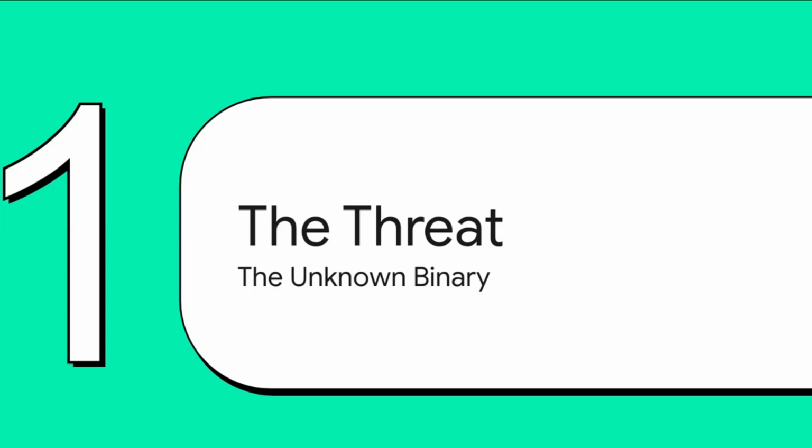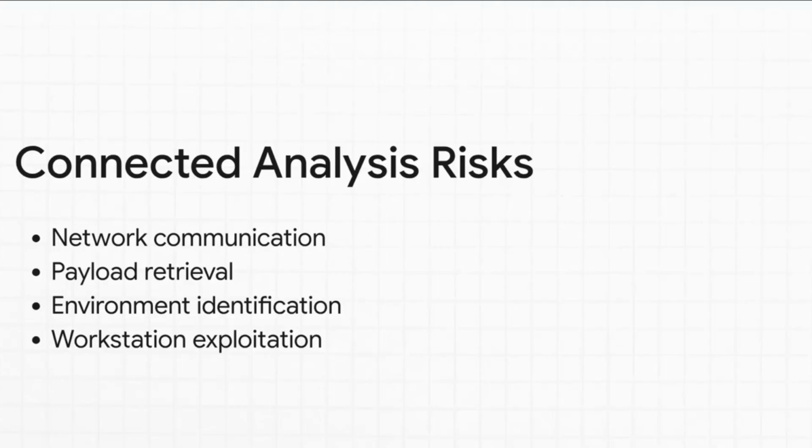Section 1. The threat, the unknown binary. To really appreciate why we need this blast chamber, we have to remember that any unknown executable must be treated as hostile until proven otherwise. We aren't dealing with nicely documented source code here. We're dealing with compiled machine code that could absolutely be intentionally hiding its true purpose. If you try to analyze it on a connected machine, the risks multiply instantly. It might attempt unauthorized network communication to phone home, or maybe retrieve heavier payloads, or, get this, even try to exploit weaknesses in your analysis workstation itself. The moment you give a binary room to breathe, it is going to try to compromise the system.